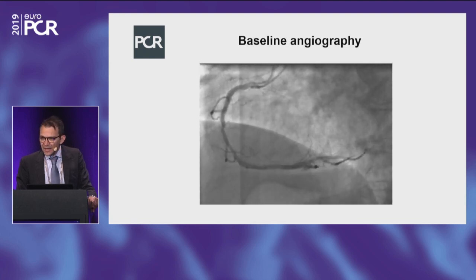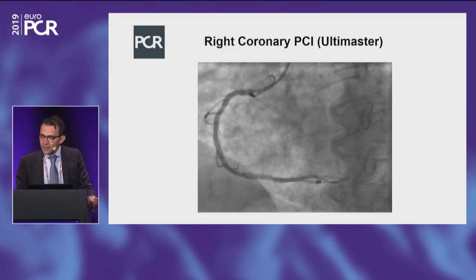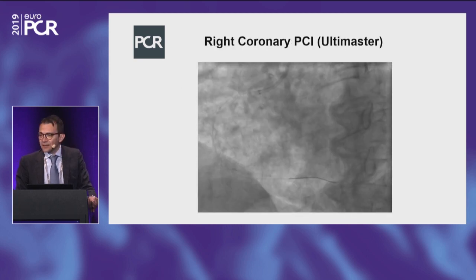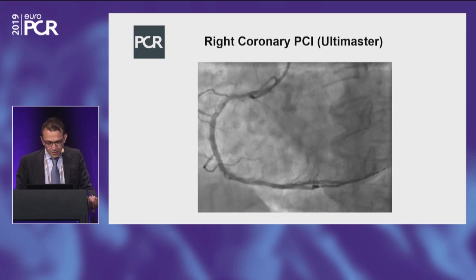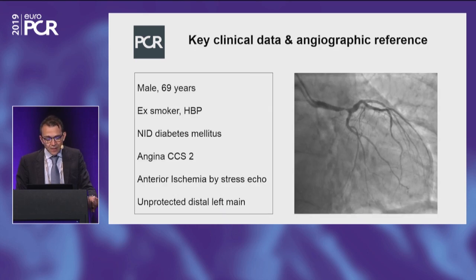Also, this patient had the mid-RCA lesion, which was, however, already treated, as I was telling you before. Logistic EuroSCORE is 3.6, SYNTAX score is 16, and the SYNTAX Score 2 calculator is projecting a four-year mortality risk of 21.5% for PCI, 32% for CABG. As I already anticipated, this patient recently received a single Ultimaster stent implantation for the treatment of the RCA. So this is the key clinical angiographic summary, and I guess with that I hand it over to you, Thomas.